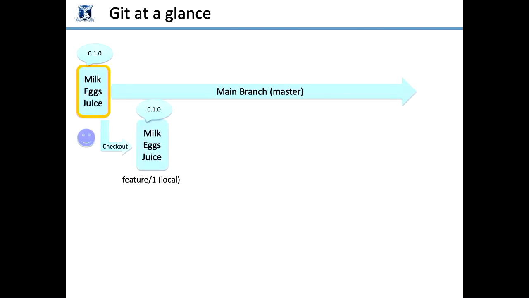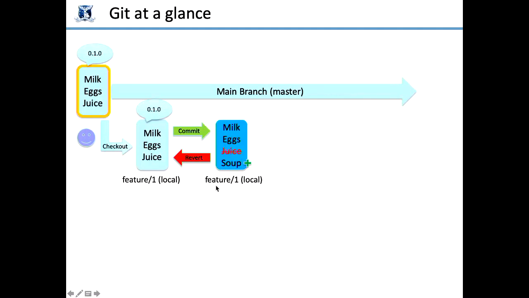Then user A says, I want to modify the shopping list. So he checks out. By checkout, he makes a local copy of the main branch on his local computer. Then it will be exactly the same as it was on the main branch. He named it feature 1. It's on the local. Then he decided to remove the juice and put soup here.